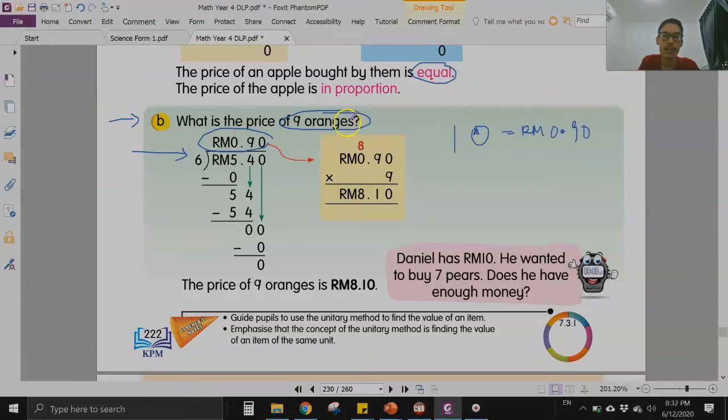So the question asks for the price of 9 oranges, you just times 9. So 90 cents times 9, then you get 8 ringgit 10 cents. So the price of 9 oranges is 8 ringgit 10 cents.